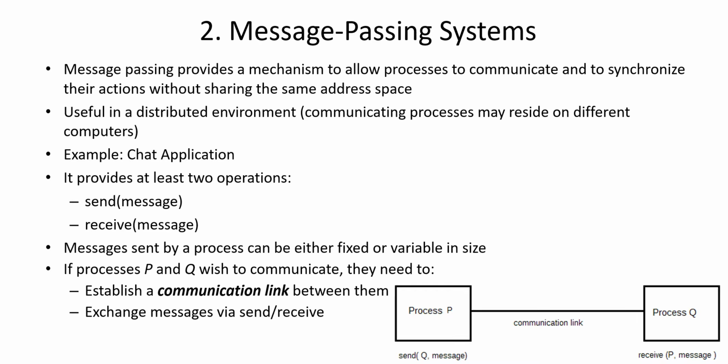If two processes, say process P and process Q, want to communicate, they need to establish a communication link. Then they exchange messages through send and receive operations. So remember, shared memory uses a common memory region. Message passing uses messages exchanged between processes.